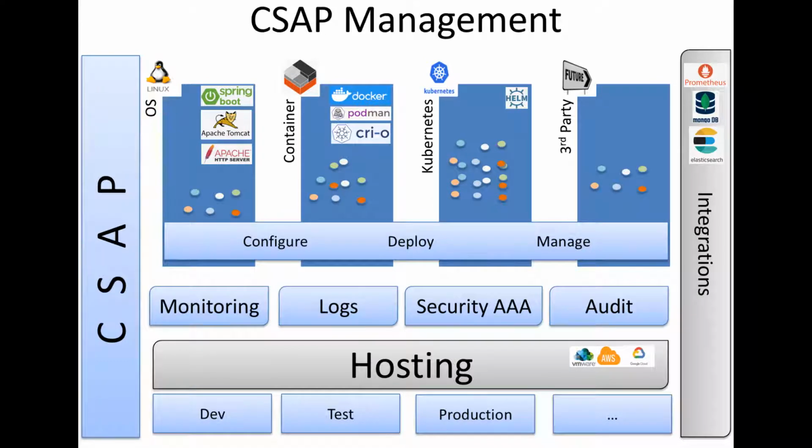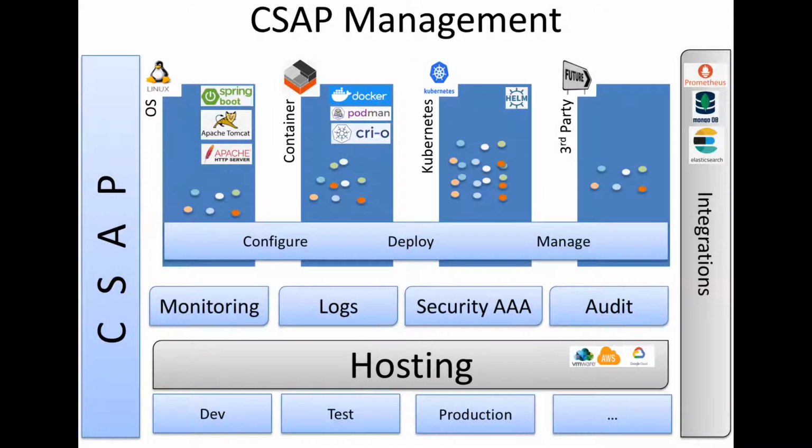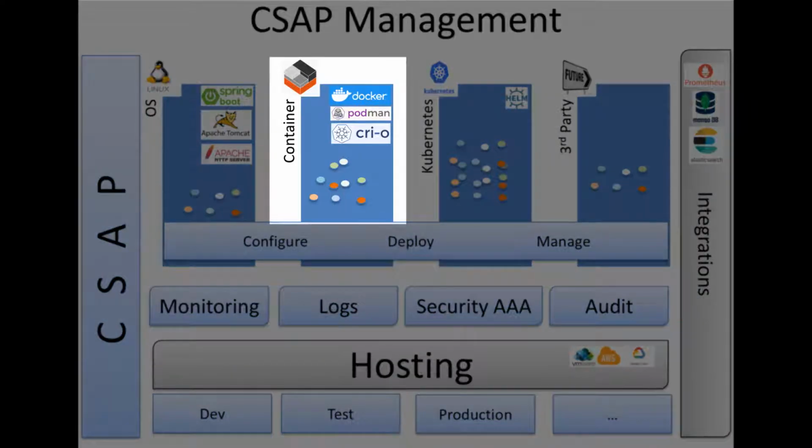The CSAP management platform provides extensive support for managing container-based deployments. This support is provided by the Docker and Kubernetes plugins. Alternately, the Podman and CRIO plugins may be utilized. While this screencast will focus specifically on the support for container deployments using Docker, much of the content applies to the Podman and Kubernetes plugins as well.